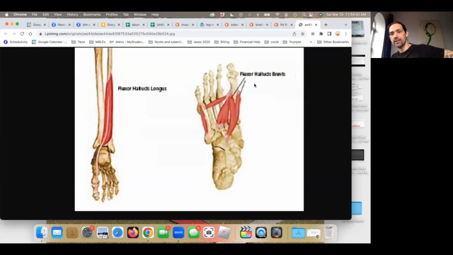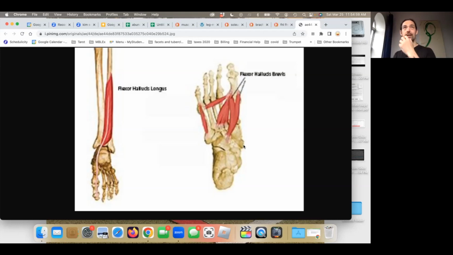The flexor hallucis brevis is right underneath, so it would be right here. It's right underneath the foot. It attaches to, I don't know what bones these are, the midfoot, and then inserts or attaches to the hallux. So the flexor hallucis longus tendon would be like this, underneath the flexor hallucis brevis.